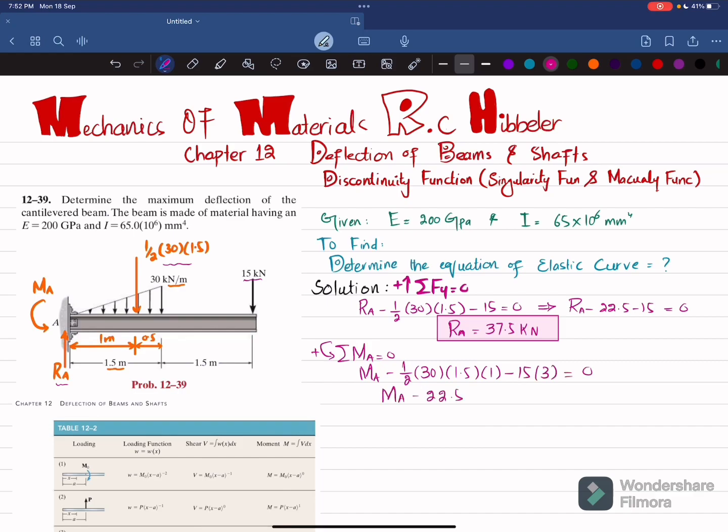So Ma minus 22.5 minus 45 is equal to 0. So from here you will get the reaction moment at point A, which comes out to be 67.5 kilonewton meter. So you are having this reaction moment.